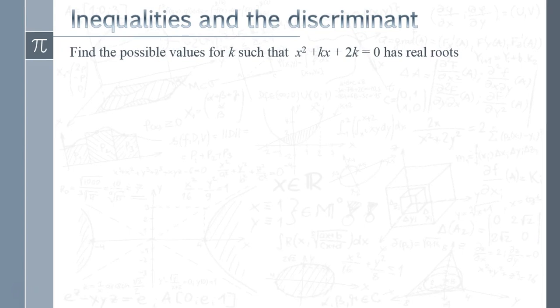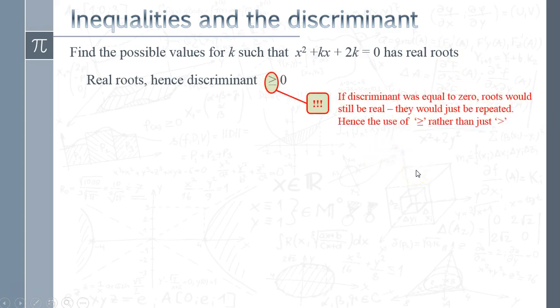So it says find possible values of k such that x squared plus kx plus 2k equals 0 has real roots. And again, the key to all discriminant questions is you pick up on this little sense that it has real roots. Straight away, that's the key phrase that pays. It tells you about the discriminant, and straight away it tells you that the discriminant in this case is equal to or greater than 0.